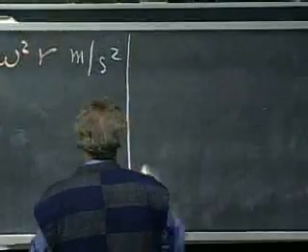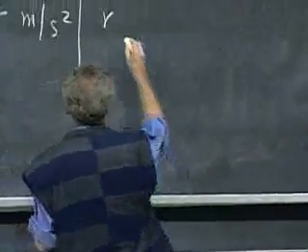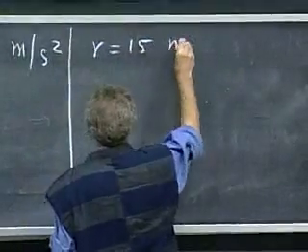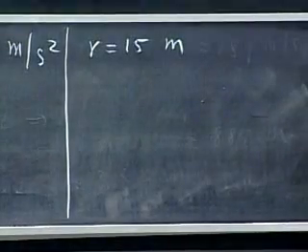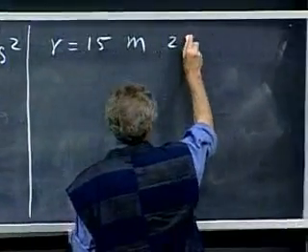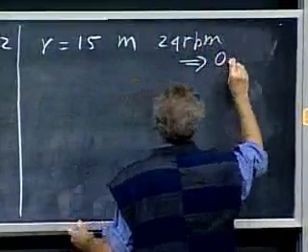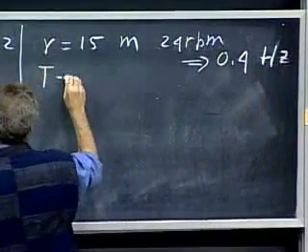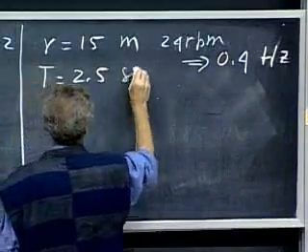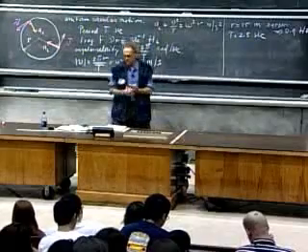The radius r, I'll give you light back, because it may be nicer for you. The radius is 15 meters. It depends, of course, a little bit on where the person is located in that sphere. It goes around 24 revolutions per minute. And that translates into 0.4 hertz. So the period to go around for one rotation is 2.5 seconds. The thing goes around once in 2.5 seconds.